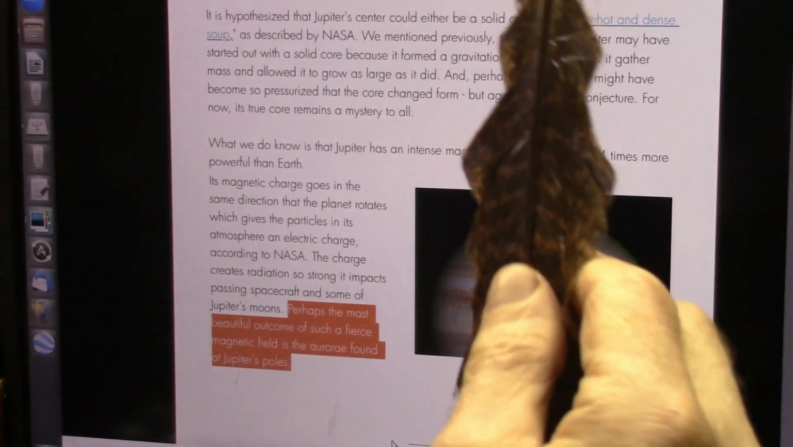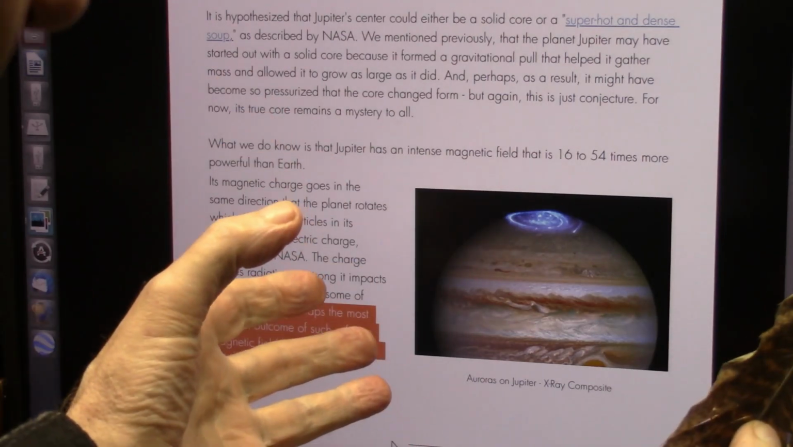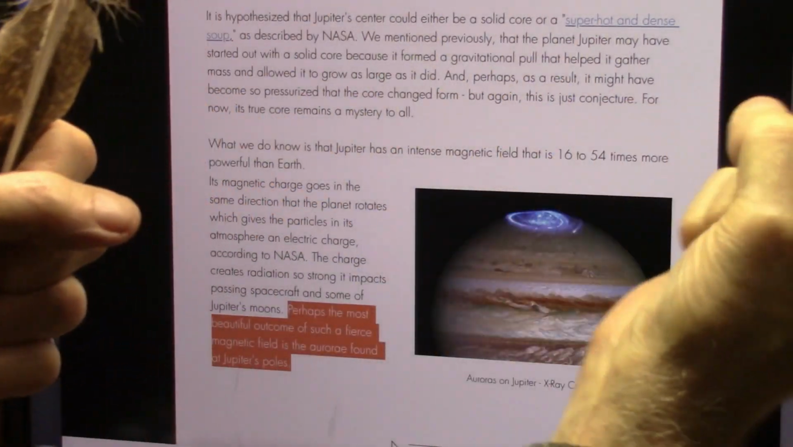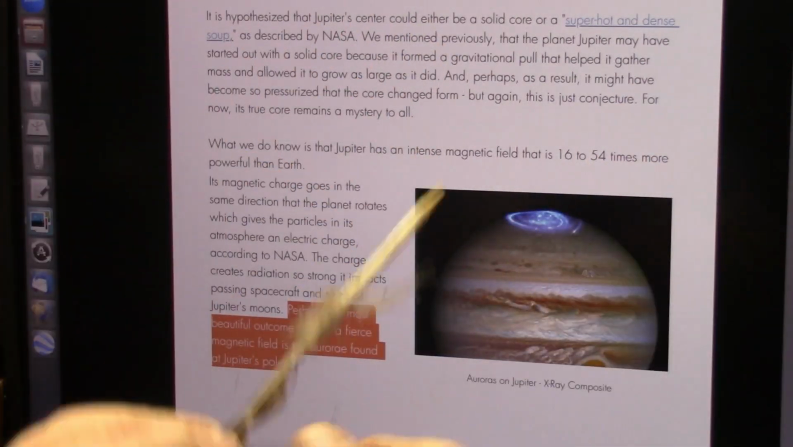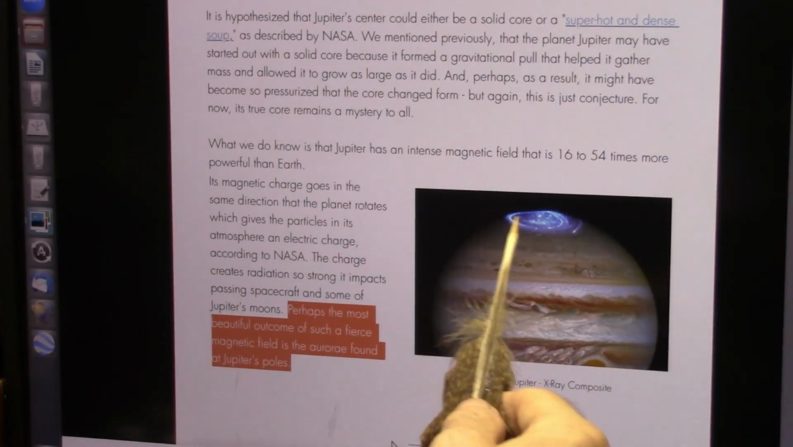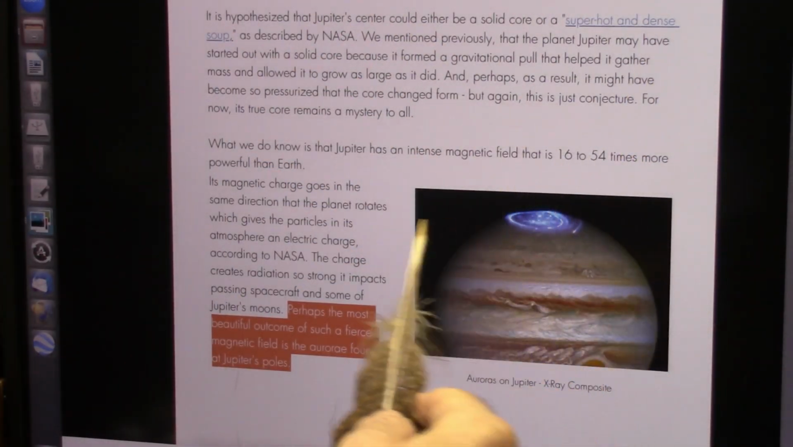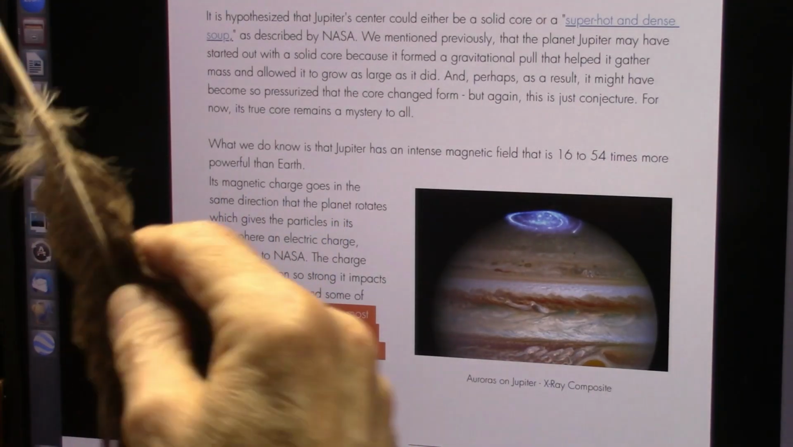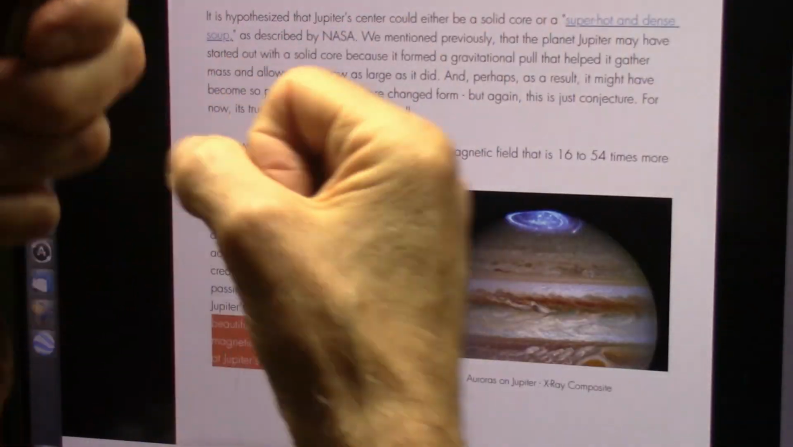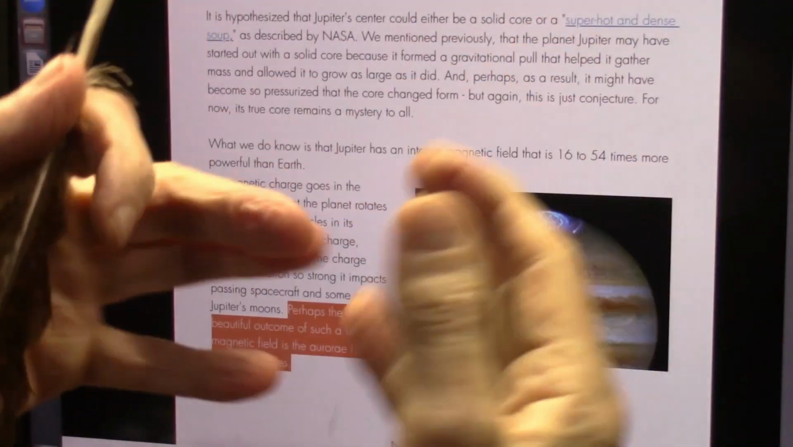Okay, my friends, a magnetic field is caused by particles scrubbing other particles and creating fields that expand. That's exactly what this is doing, and it actually talks about it. And the magnetic charge goes in the same direction the planet rotates. Yes, because it's scrubbing against the particles that are coming at it.